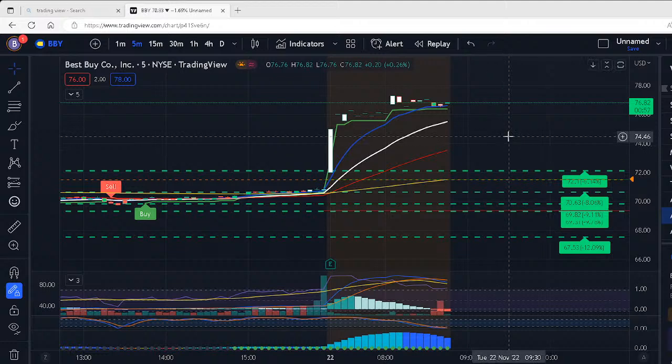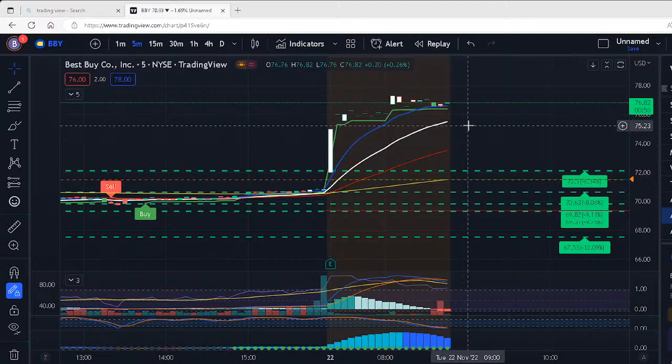So SPX is ripping right now. I'm watching that on my other screen. I'm definitely going to be watching Best Buy today for a reversal. Obviously, it's overbought. Let's see something real quick. Let's jump over here to the hourly chart.